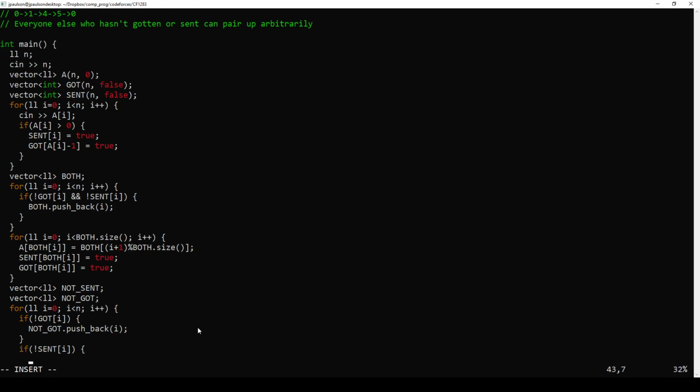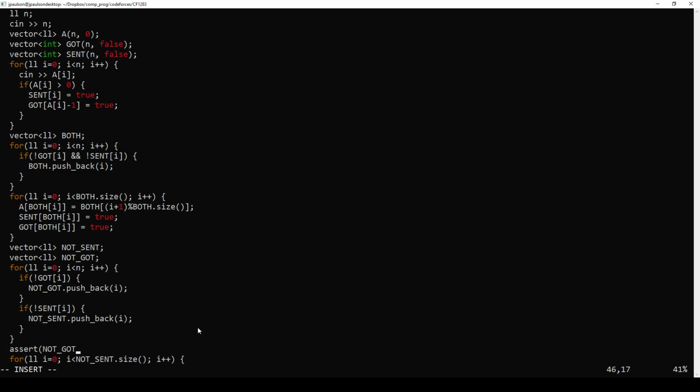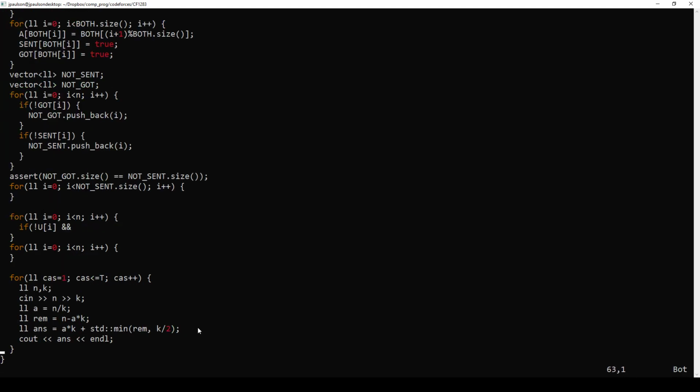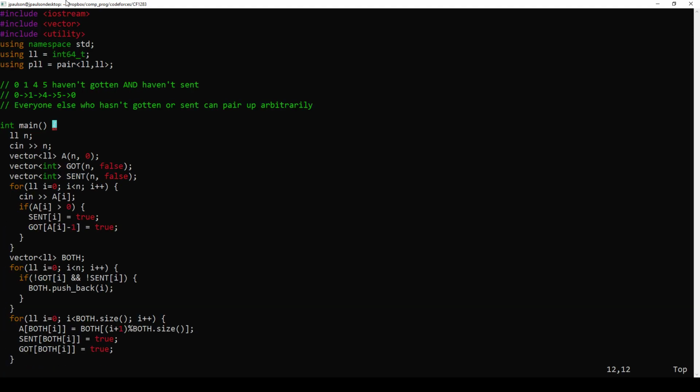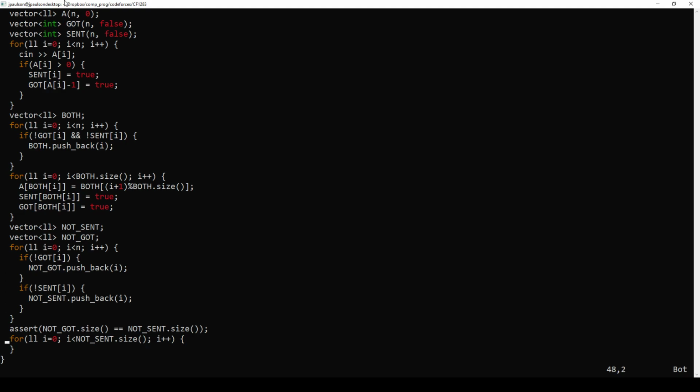If not sent I, not sent back pushback I, and now I can just have them send gifts. There's an assertion to write here, which is that it should be true that the number of people who haven't gotten a gift is the same as the number of people who haven't sent a gift. I'm going to write down that assertion, because whenever there's something that should be true, it's nice to check that it is true, so that you'll see it if somehow your logic is wrong. So a of not sent I equals not got I.